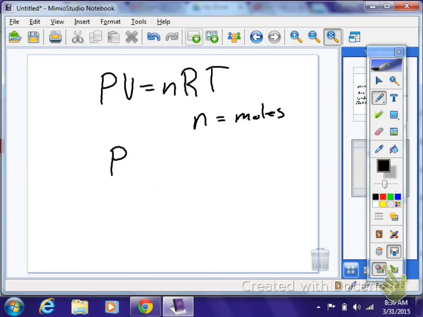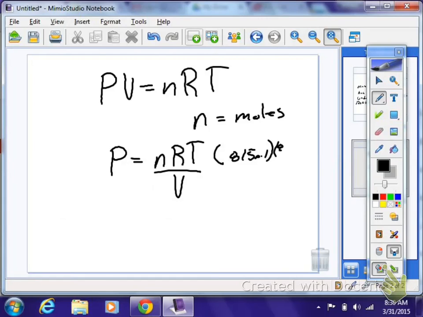So in this situation, we're looking for pressure. So P equals nRT over V. Correct? So our moles that we're given is 0.815. Might run out of room here. Didn't give myself much room. The R value, since it's in kPa, is 8.31.